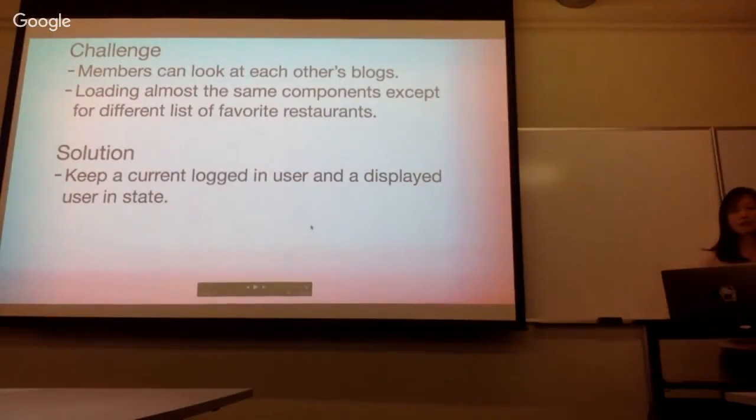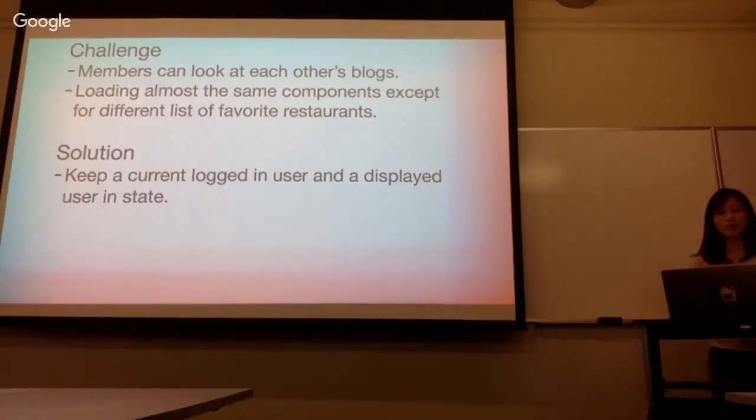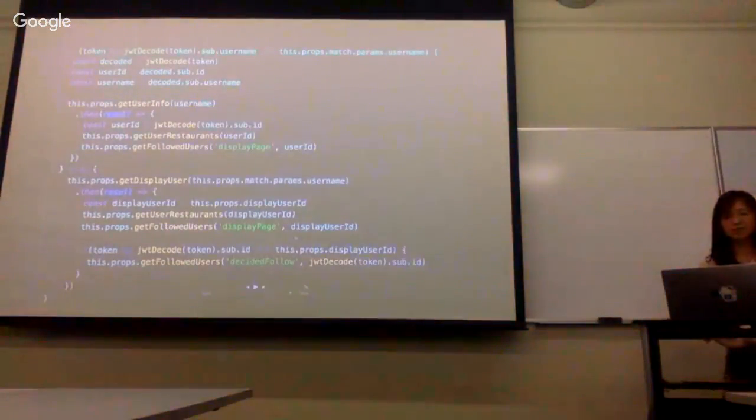Since you can see that members can look at each other's pages, everybody's page is basically the same except for the different list of favorite restaurants. Okay, so how to handle that? Solution: keep a current login user and display user in the state. So this is the code.